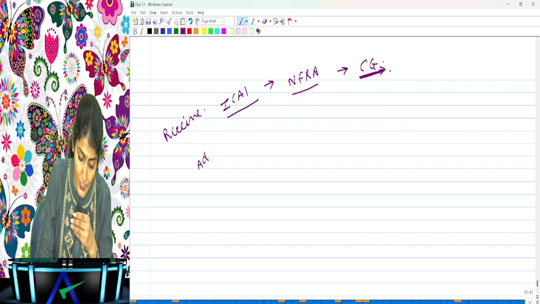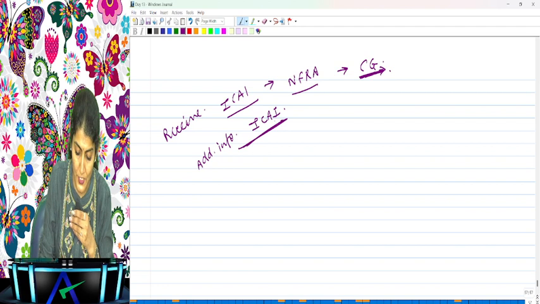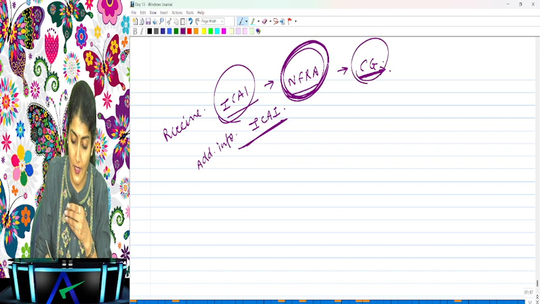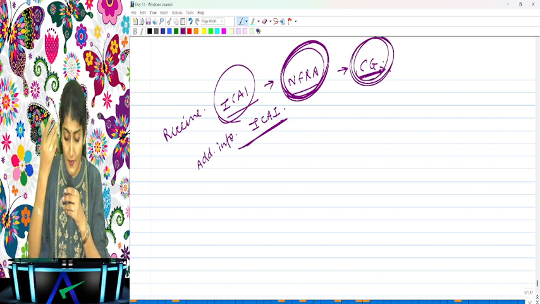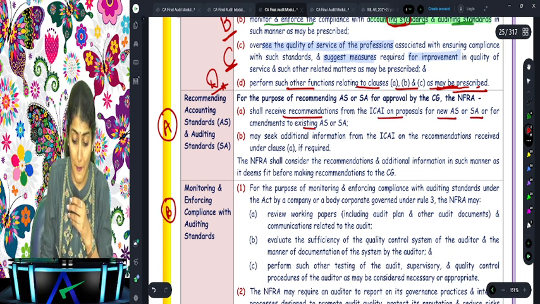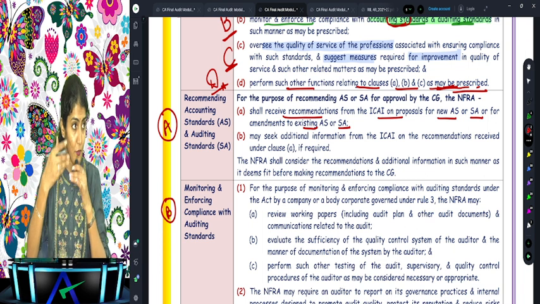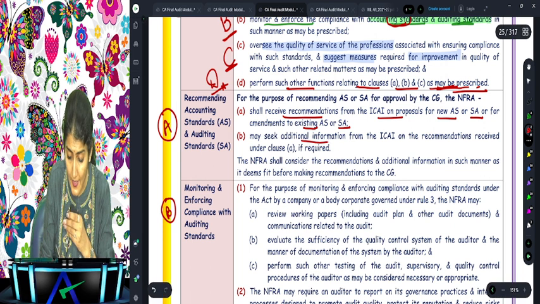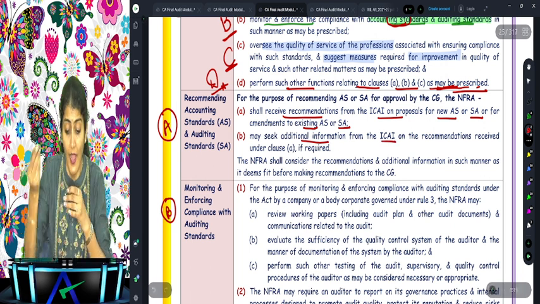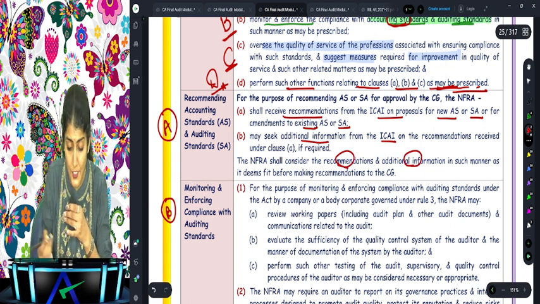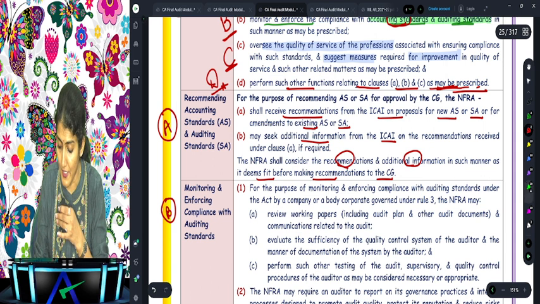Can they call for additional information from the ICAI? Yes, they can also call for the additional information from the ICAI. So they are like the in-between, the mediators now between ICAI and the CG. They will receive the recommendations from the ICAI for the new AS or SA or amendment to existing AS or SA. So new accounting or auditing standard, or revision to any accounting or auditing standard. Then they will seek additional information from ICAI, and then the NFRA shall consider the recommendations and the additional information in such manner as it deems fit before making the recommendations to the CG.